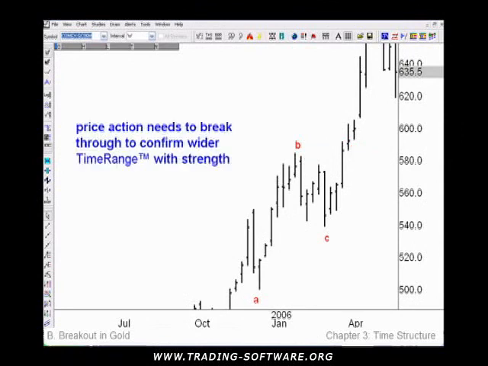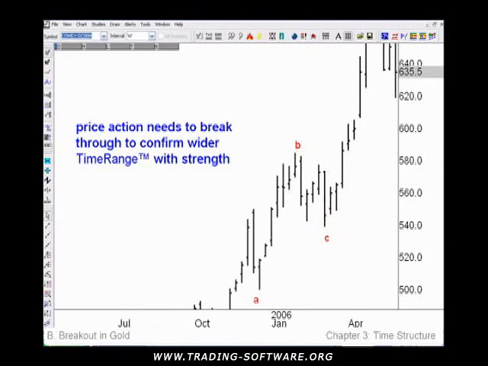Price action needs to break through to confirm the wider time range with strength, which means bar to bar. We don't want to see price action going from C with a lot of pivots, measure move within a measure move to confirm this breakthrough area. That would be too weak of a move. We need to see it going up very, very strongly.